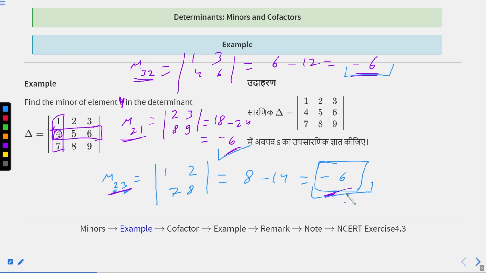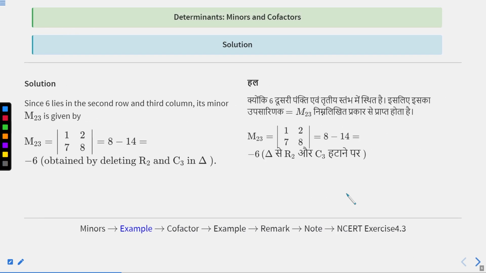Okay, let us move to next. I hope that it is clear. So as you can see, minus 6. Simple, very simple to evaluate.